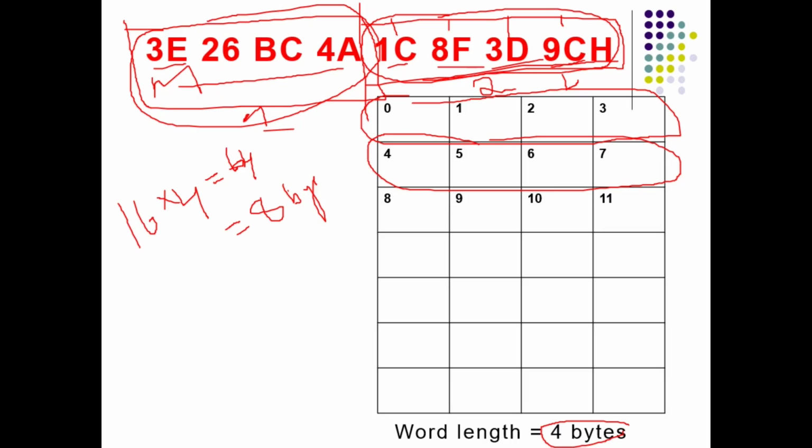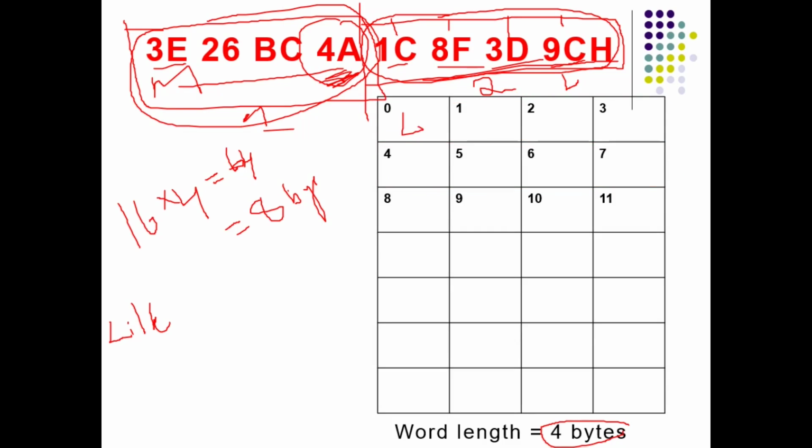Suppose I go for Little Endian directly: least significant byte at the lowest address. See here, first word, there are 4 addresses: 0, 1, 2, 3. 0 is the lowest address, and the LSB in this word is 4A. So 4A, then the next least significant byte BC, then 26, and finally 3E. We'll go to the next word. Here in the next word 9C is the least significant byte, and the addresses are 4, 5, 6, 7, so 9C goes at address 4. Next 3D, next 8F, and next 1C.